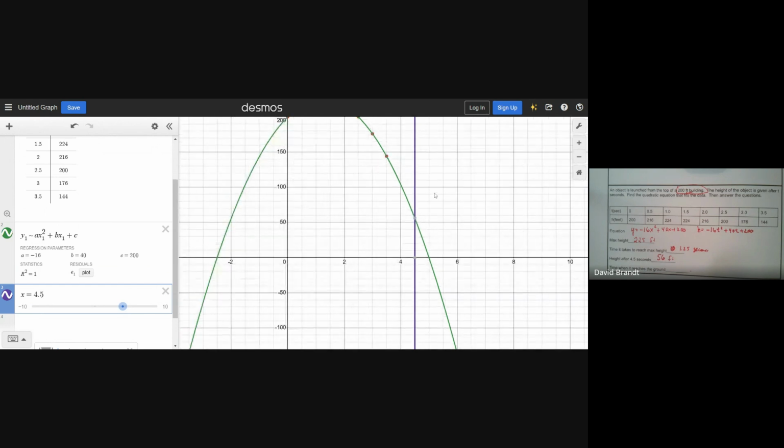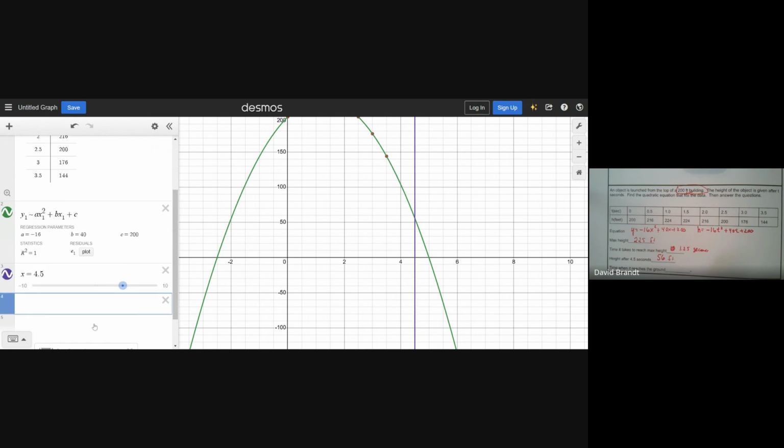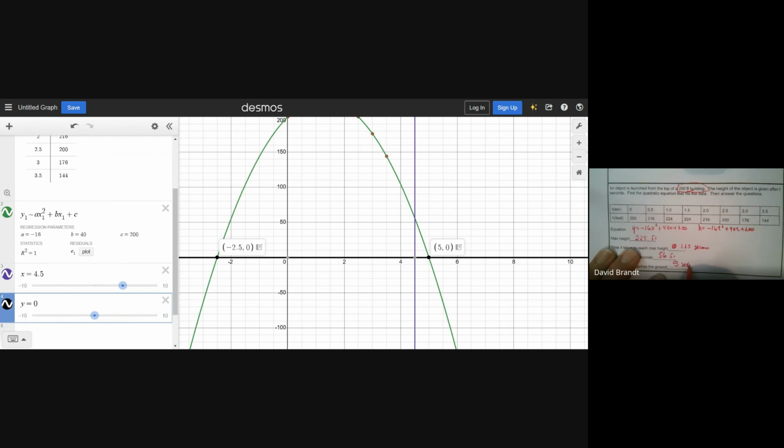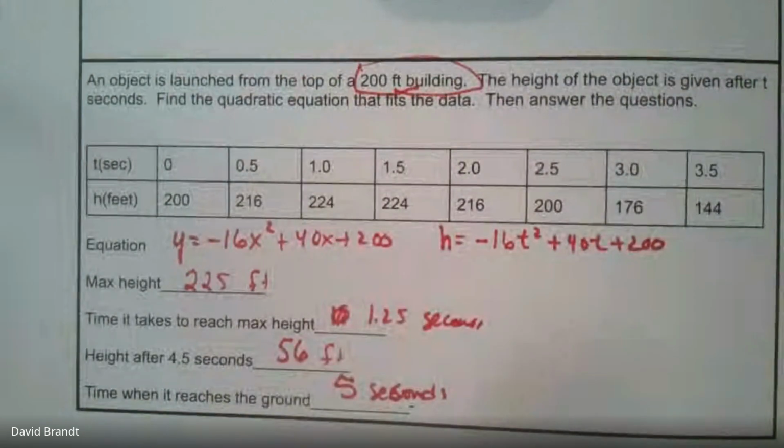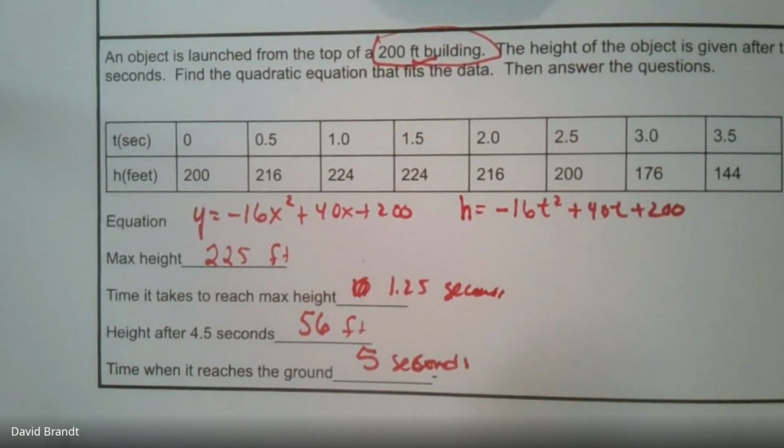Now, the time it takes to actually reach the ground, that means the height is 0. So y equals 0. That means the height is 0. And if you look, that'll be right here. It's going to take 5 seconds to reach the ground. Now, there's another answer over here, negative 2.5. We're not interested in negative time. We want the positive answer. So the positive answer, it takes 5 seconds to reach the ground. So from the time it was launched from the top of the building till it reaches the ground is a total of 5 seconds. All right, so that's what it should look like. All your answers filled in.